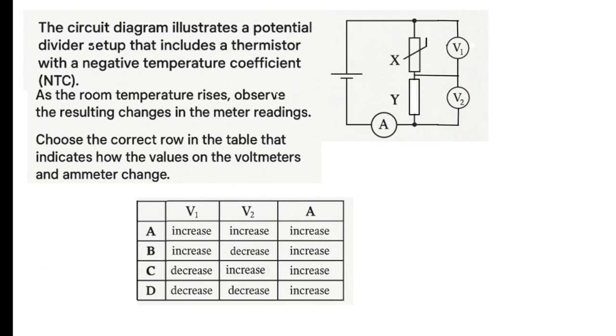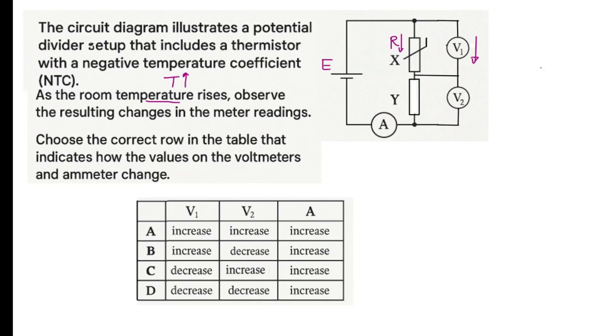Now, as the room temperature increases, the resistance of the thermistor decreases. What that means is the EMF of this cell is split between X and Y. The proportion of potential that is across X decreases. Therefore, the voltmeter reading here, V1, will decrease.